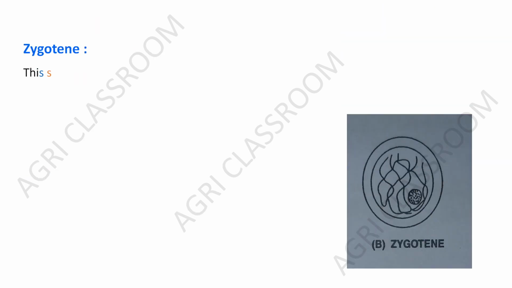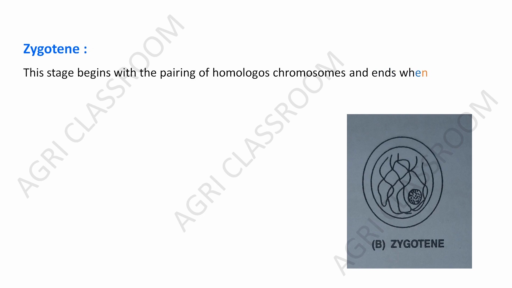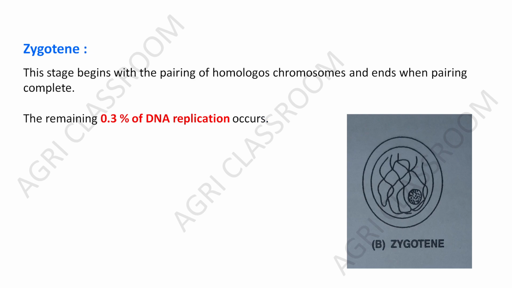Zygotene. This stage begins with the pairing of homologous chromosomes and ends when pairing is complete. The remaining 0.3% of DNA replication occurs. In this stage, development of the synaptonemal complex takes place.